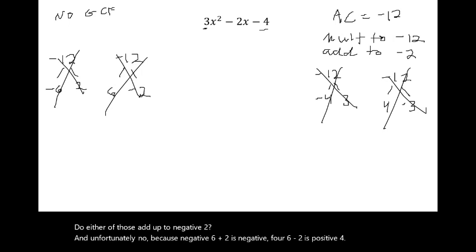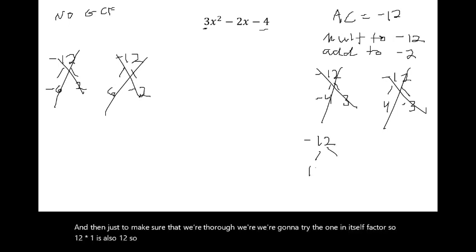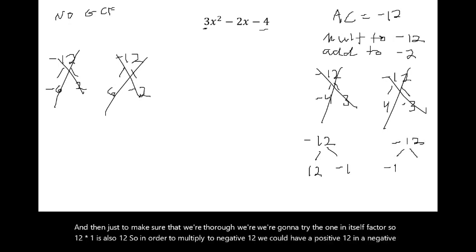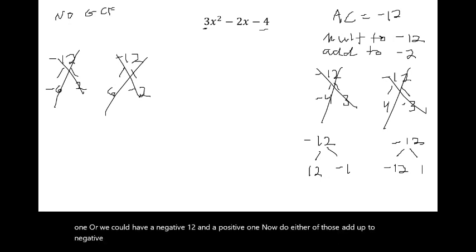And then, just to make sure that we're thorough, we're going to try the 1 and itself factor. So 12 times 1 is also 12. So in order to multiply to -12, we could have a +12 and a -1, or we could have a -12 and a +1. Now, do either of those add up to -2? No, because 12 minus 1 is 11, and -12 plus 1 is -11.